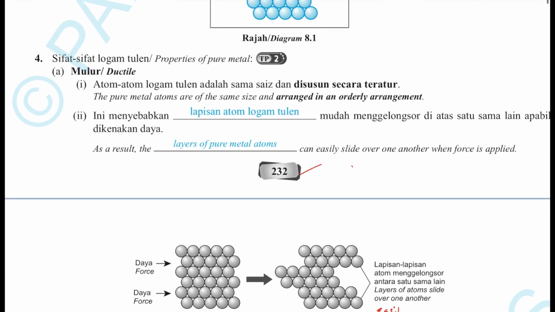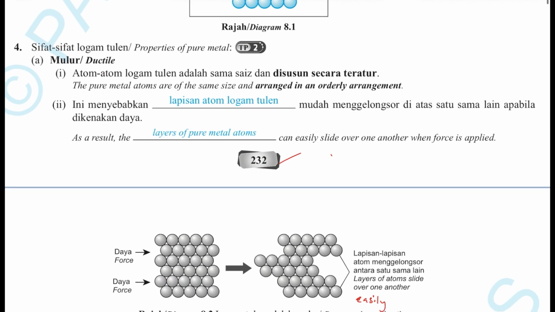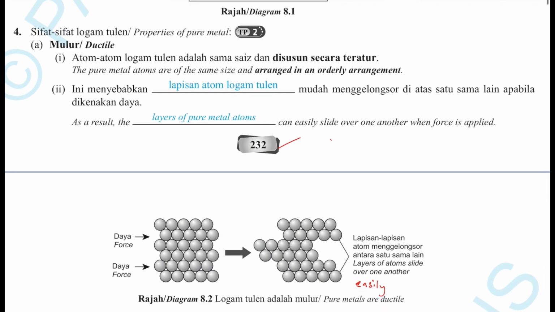Okay, properties of pure metal. Kita nak compare sekarang pure metal dengan alloy. Kita tengok dulu properties of pure metal. Pure metal is ductile, maksudnya mulur. The pure metal atoms are of the same size and arranged in an orderly arrangement. As a result, the layers of pure metal atoms can easily slide over one another when force is applied. Therefore, pure metals are ductile or easily pulled into wires. Ductile ni maksudnya kita boleh tarik dia menjadi dawai.